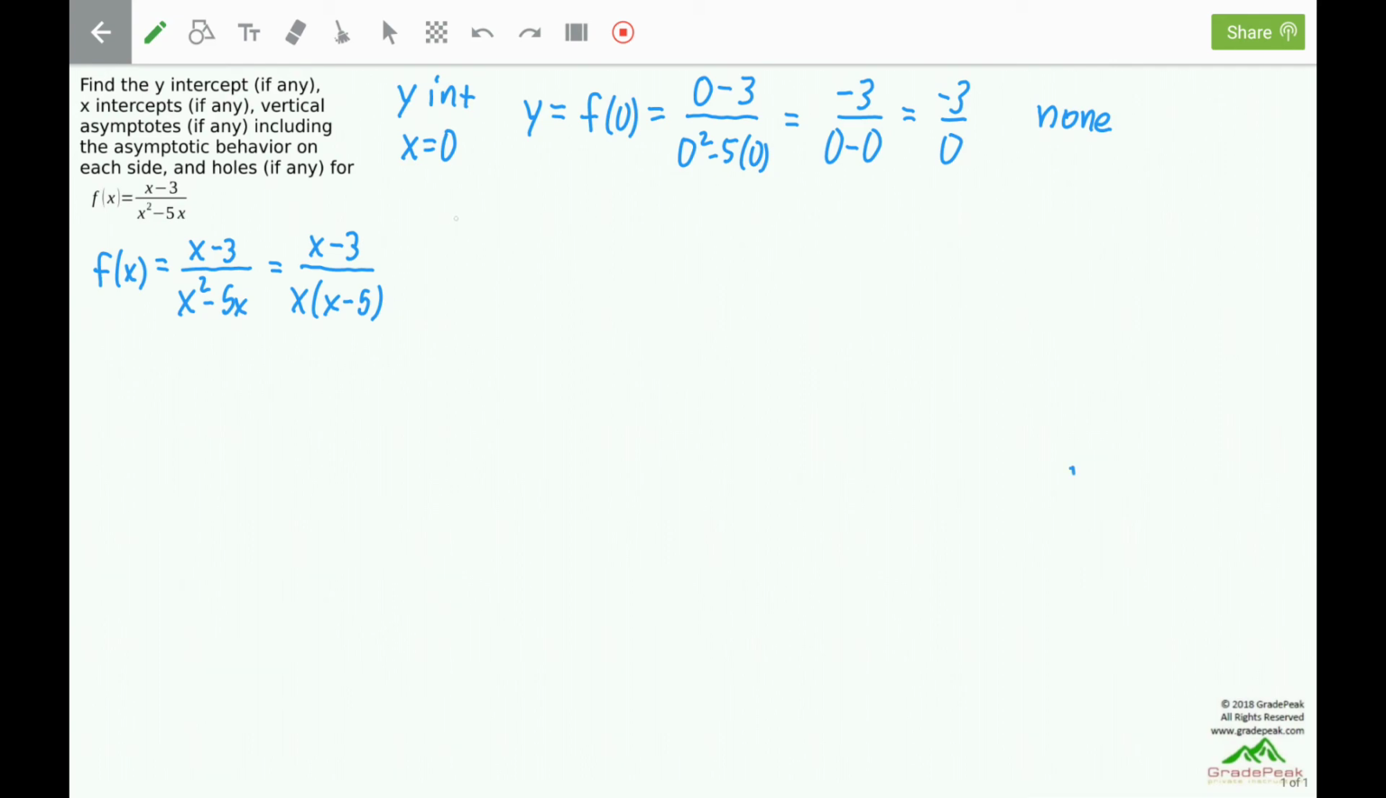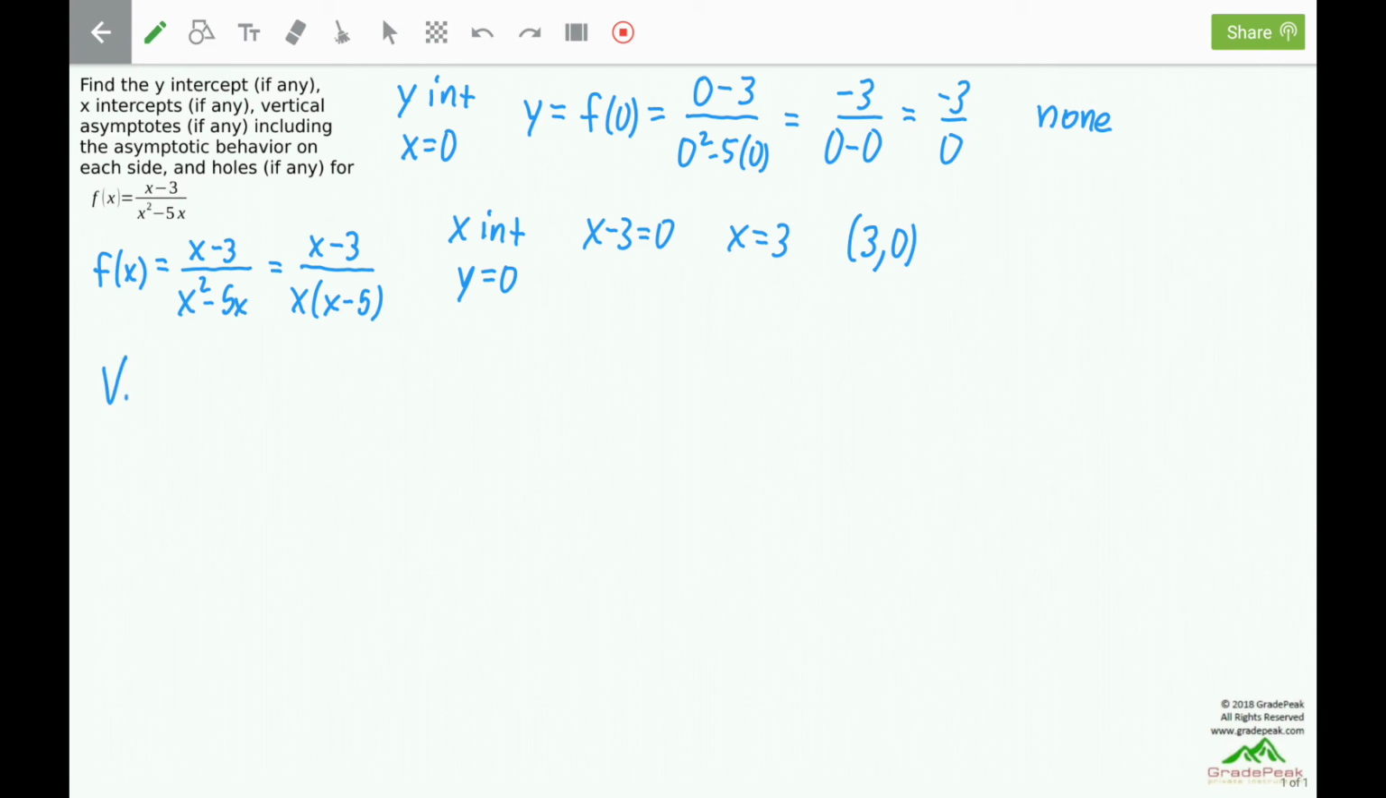After all that's done, the x-intercepts, which correspond to y equals 0, this is where it crosses the x-axis, can be found by taking the leftover numerator and setting it equal to 0. Setting that equal to 0 and solving for x gives x equals 3. So the x-coordinate is 3, the corresponding y-coordinate is 0. And there's the x-intercept.